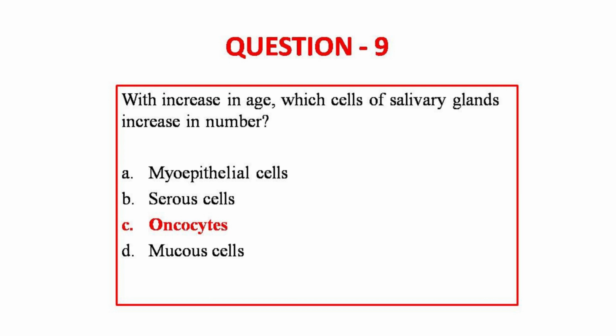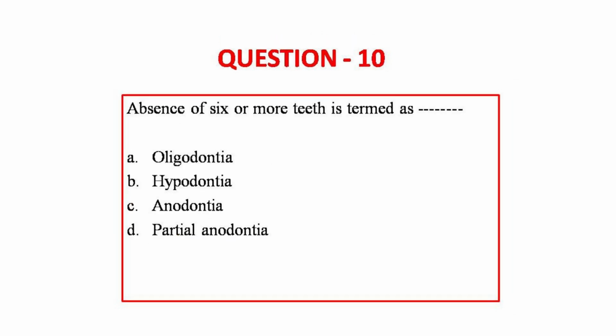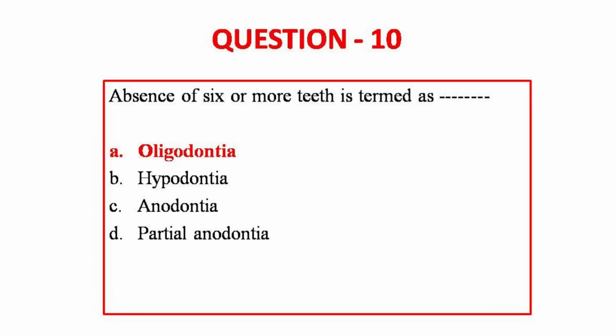So moving on to question number 10. Absence of 6 or more teeth is termed as, they've given us 4 options: oligodontia, hypodontia, anodontia and partial anodontia. The answer to this question is oligodontia.